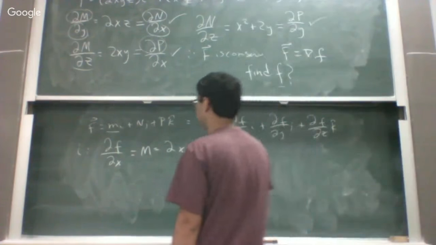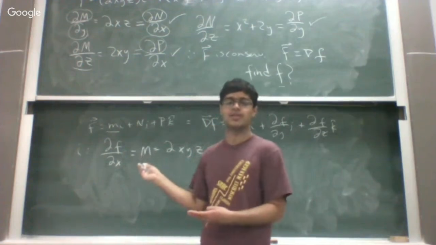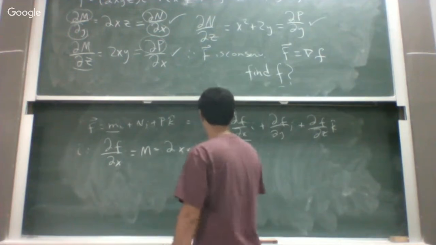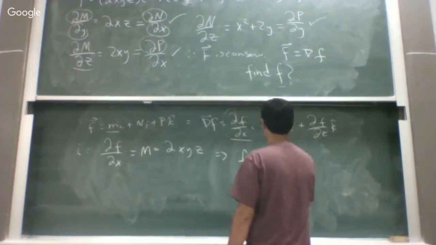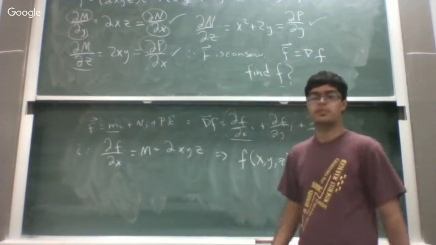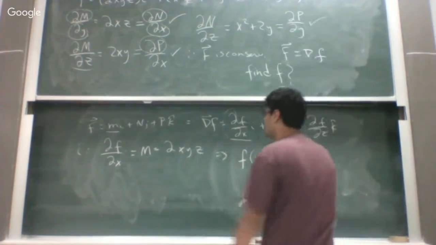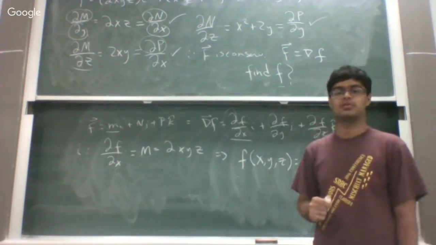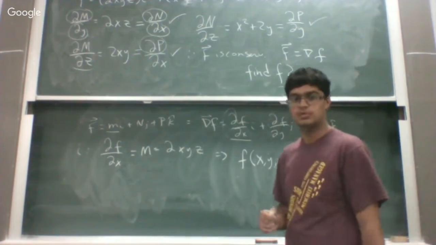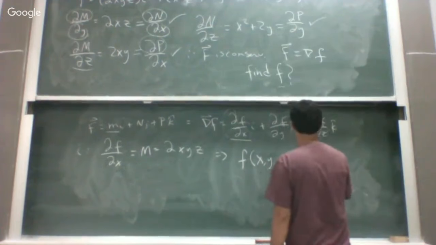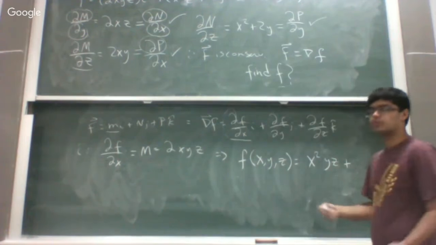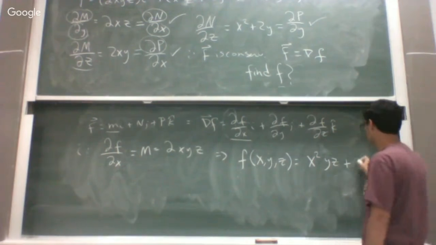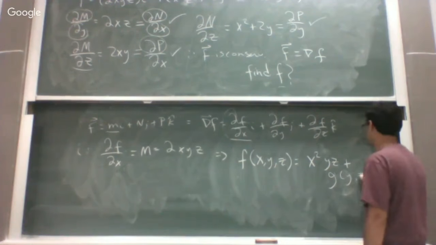So if we are trying to find f, we need to take the integral of it. This was only taken in terms of x, but the function f(x, y, z) has that part in it. So what is the integral of 2xyz with respect to x? X squared yz, plus some other function. That's what they had on the test: plus g of y comma z.